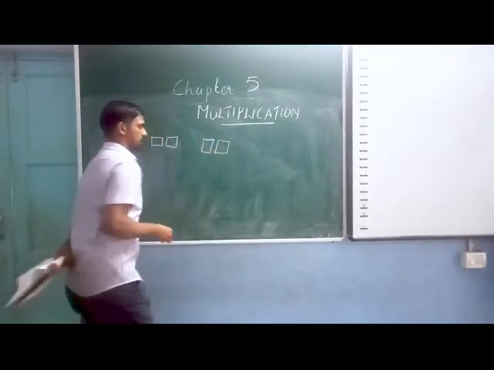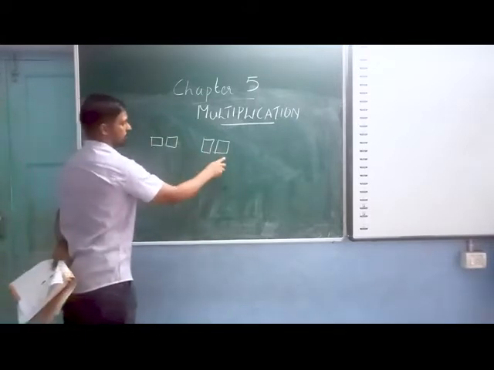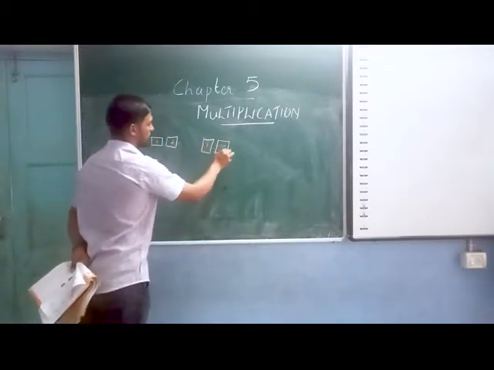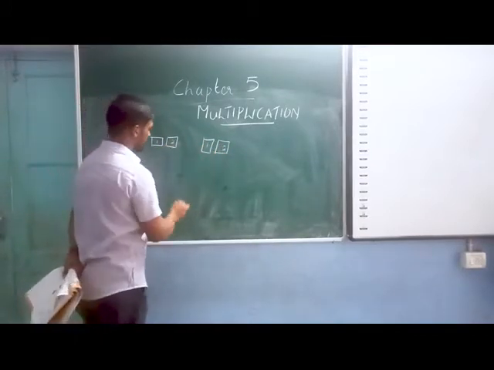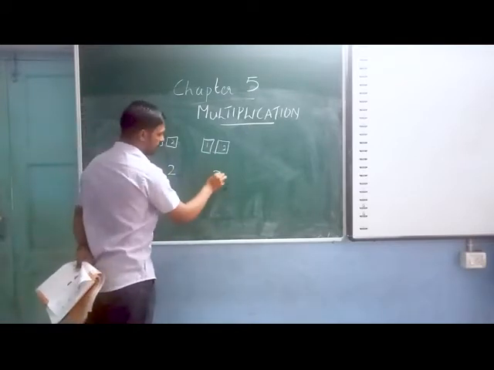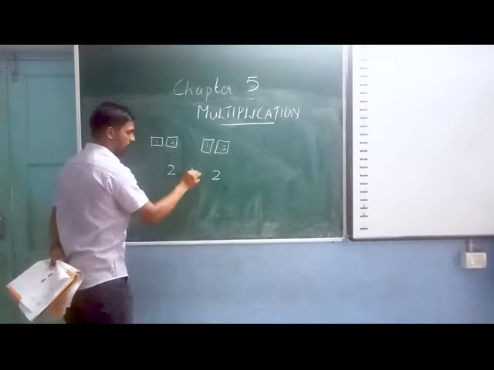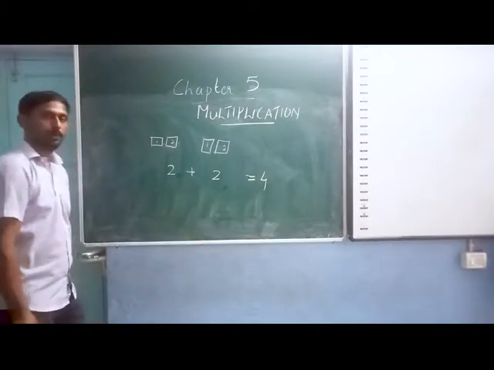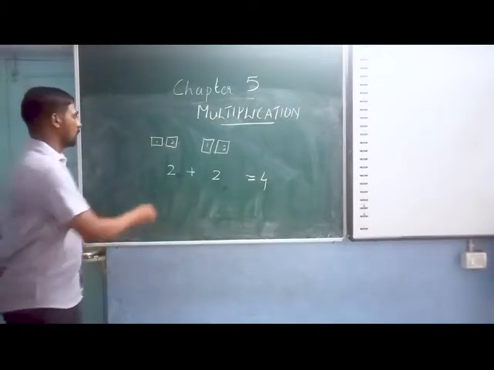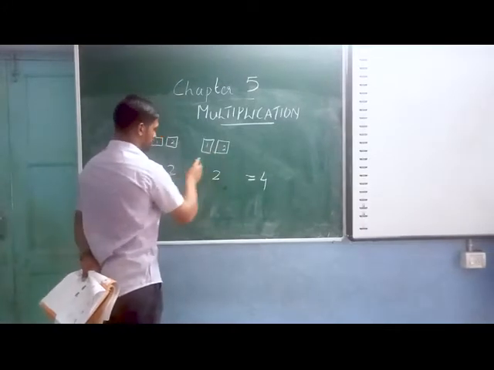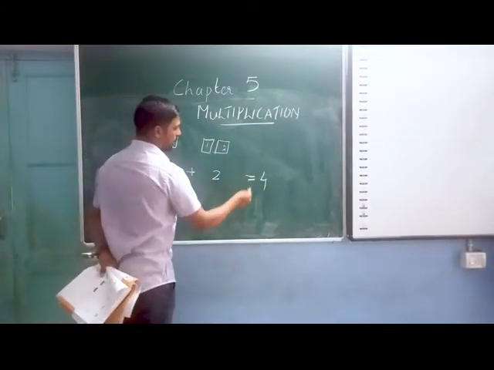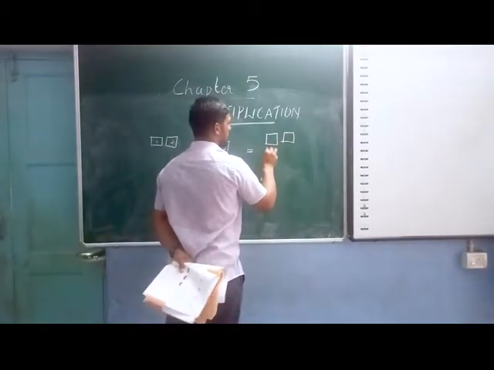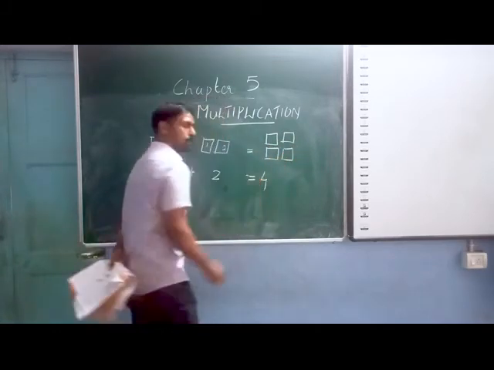Two sets of squares. So, there are two sets of squares. There are 1 and 2, 1 and 2. So, there are two boxes here and two boxes here. If you add them, 2 plus 2, you will get 4. We know that this is called grouping, no? So, 2 plus 2 will give you a total of how many boxes? 4 boxes. So, we know that this is called grouping.